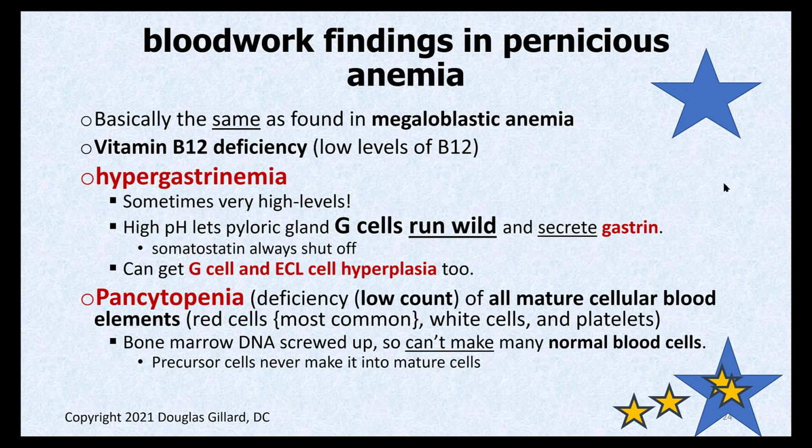How about the blood work findings in pernicious anemia? So these would be the same blood work findings in someone with megaloblastic anemia. So they'll have vitamin B12 deficiency, so their vitamin B12 levels will be low.